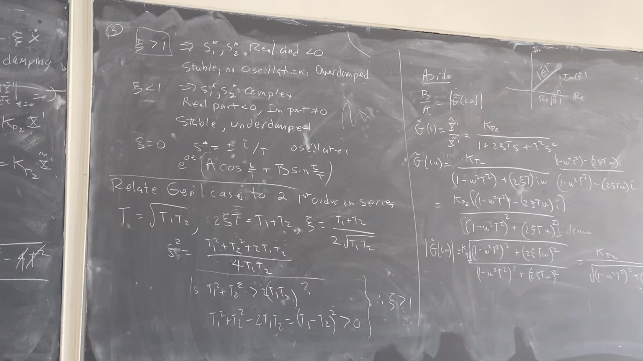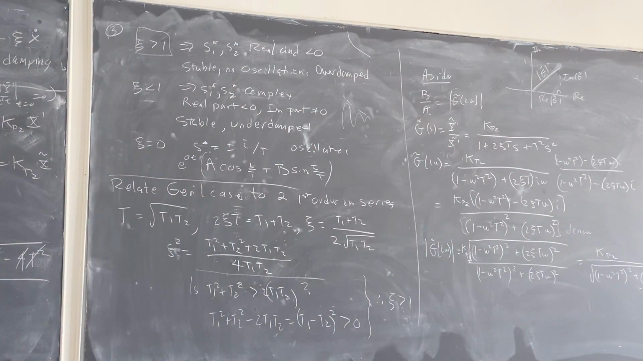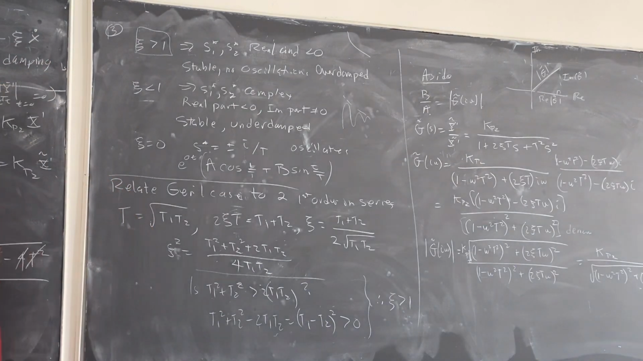So all that work, and I want to contrast the amplitude ratio for a first order system. Here we have the amplitude ratio for a first order system that was always less than or equal to Kp, because for any omega greater than 0, the denominator is bigger than 1.